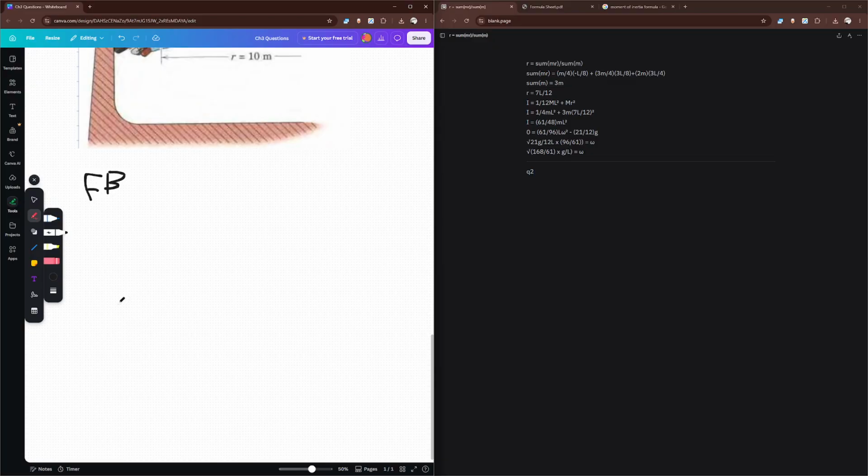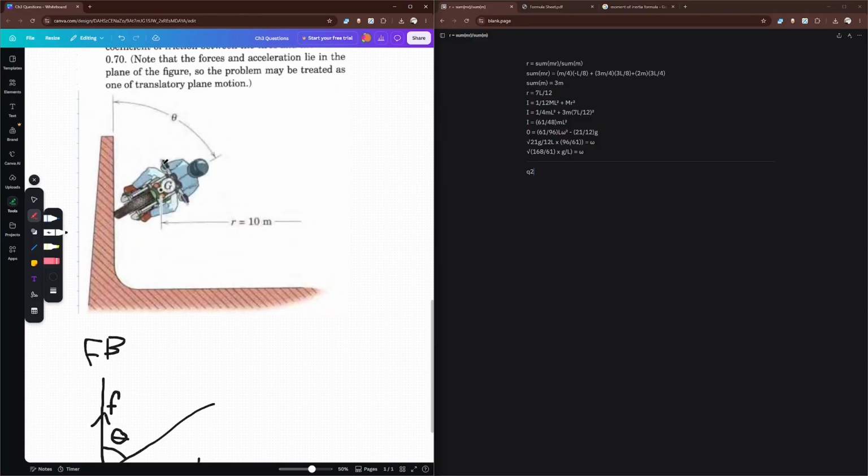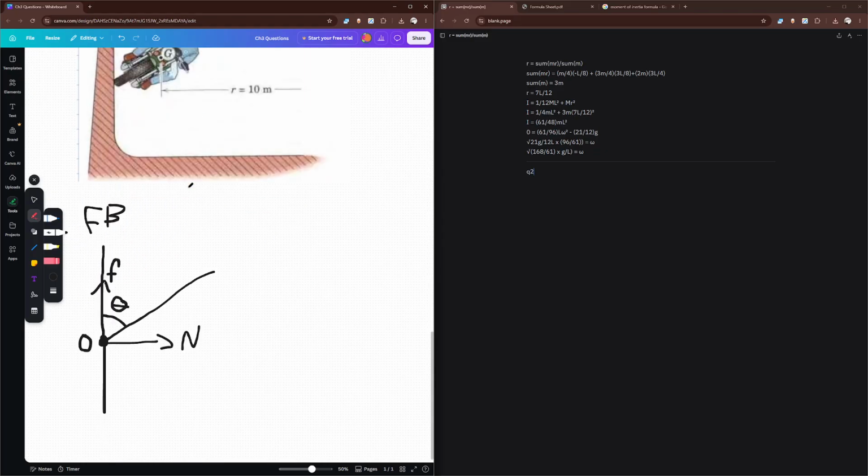So we have something like this, the wall, and then the biker along the wall, right? We're going to call this our origin, O for origin. Now, we have something here. This is a force of friction, so that's a lowercase f. Force of friction, we have the normal force going out like this, and as you can see, this is at an angle theta, which is in correspondence with this angle theta, right?